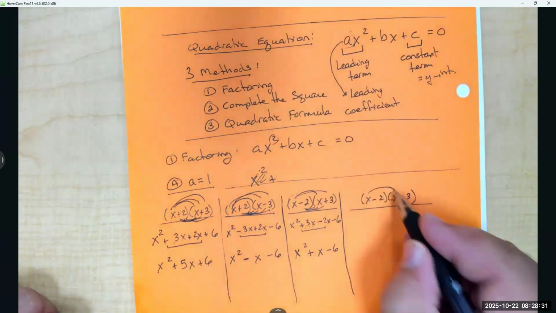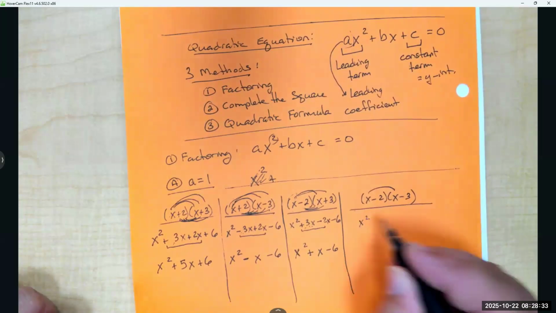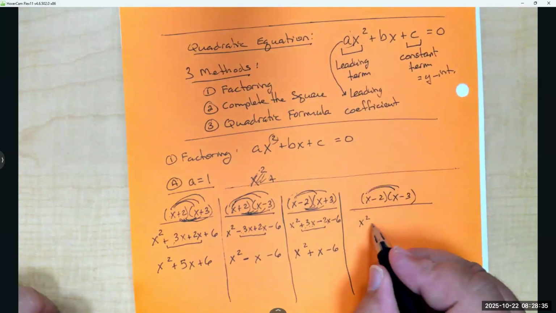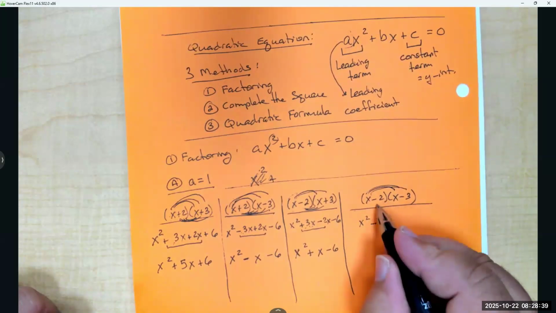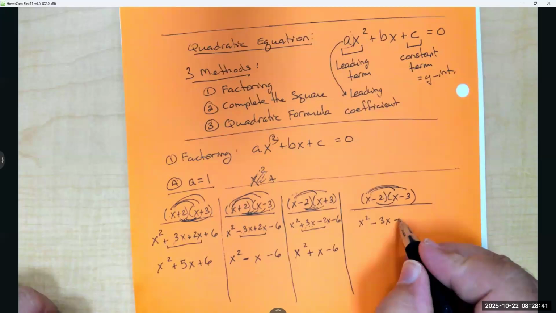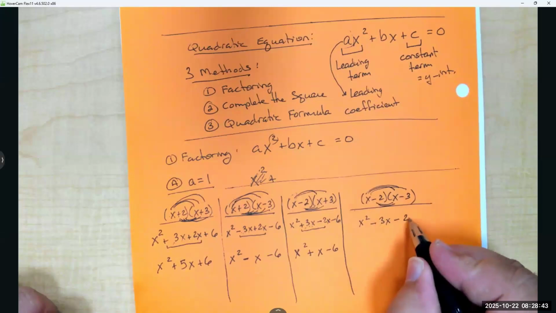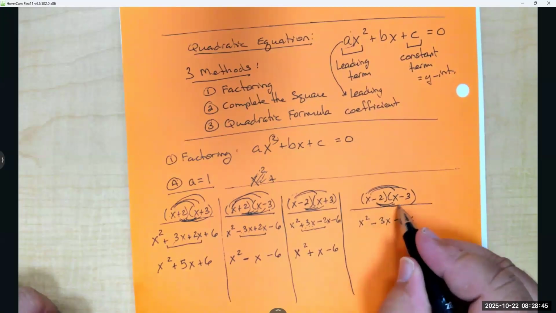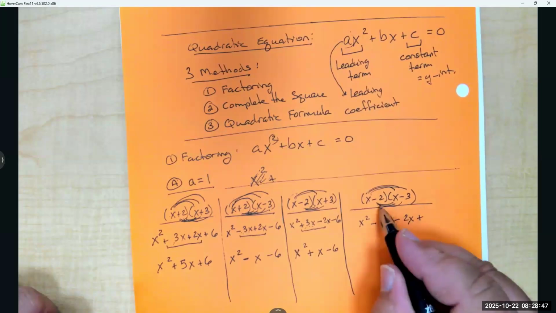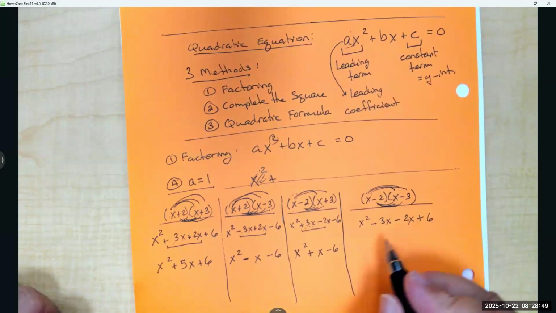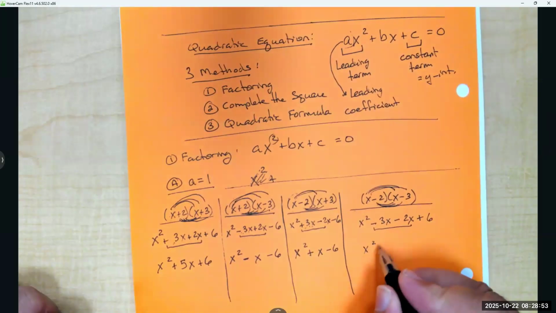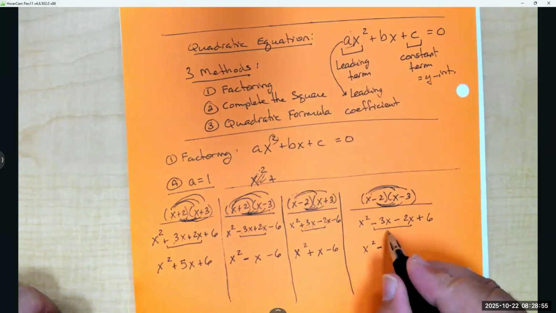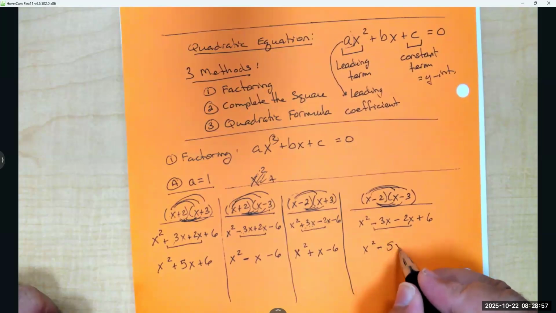And the last one, x times x is x squared. Positive times negative is negative. X times 3 is 3x. Negative times positive is negative. 2 times x is 2x. Negative times negative is positive. 2 times 3 is 6. Combine like terms. They're both negatives. So the answer is negative. Add the numbers.